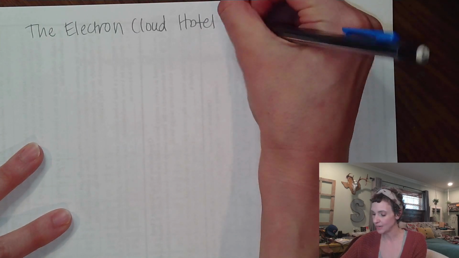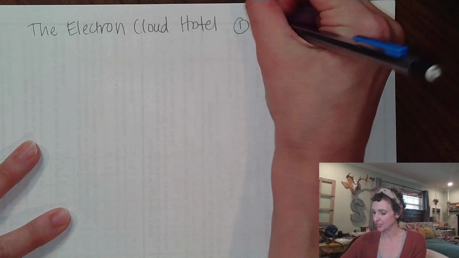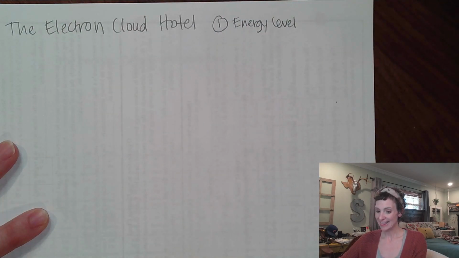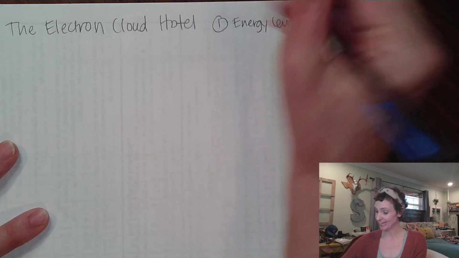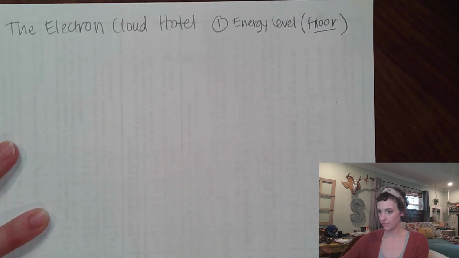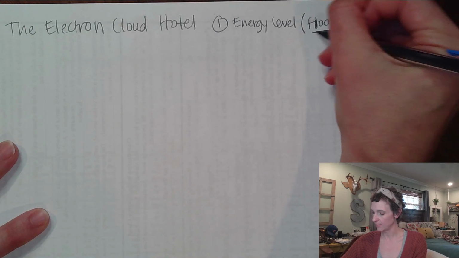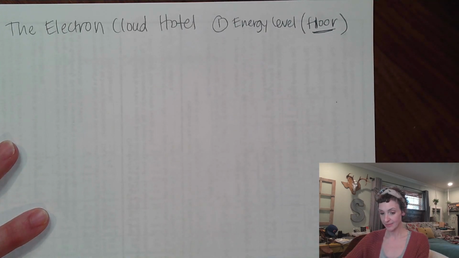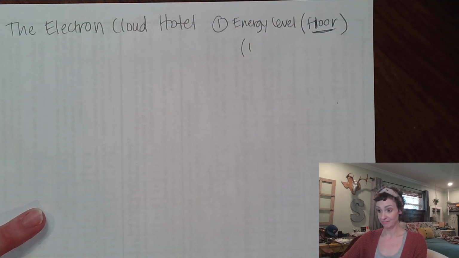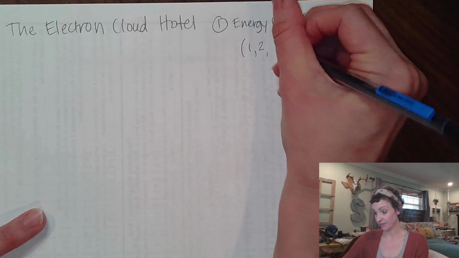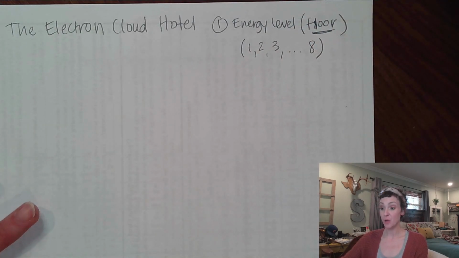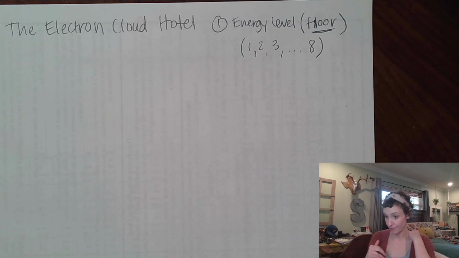So our first quantum number was the energy level. And the energy level for my hotel is the floor. Sorry, there was something underneath my paper that made my pencil stop. Okay. Now, in the atom, there is a first energy level, a second energy level, third, there are energy levels all the way up to 8. So our hotel's got 8 floors here, okay, you guys?